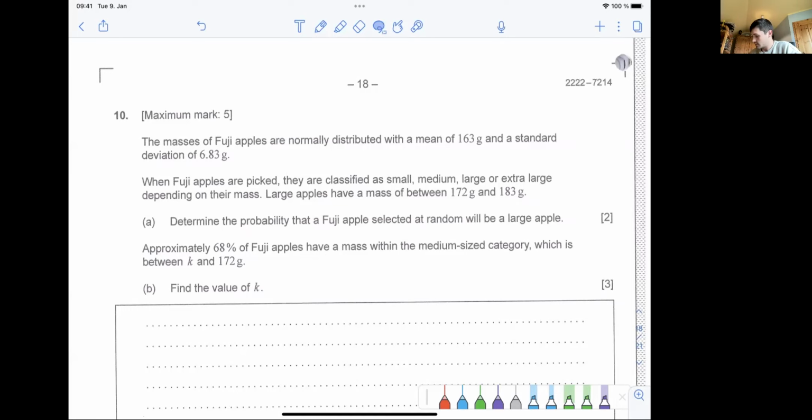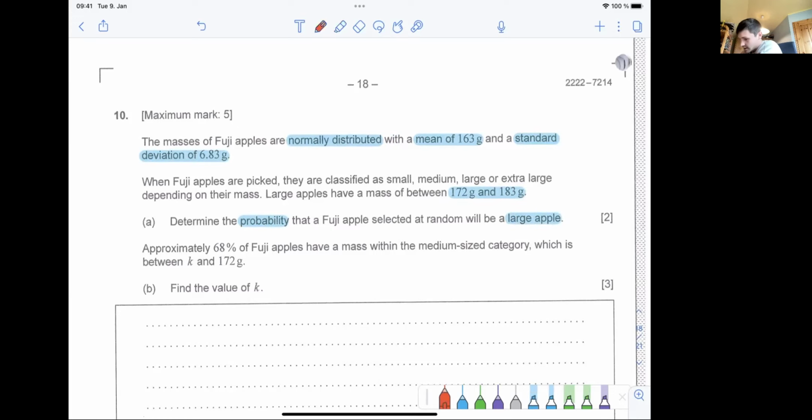Okay, so our important info is that the masses are normally distributed, with a mean of 163 and a standard deviation of 6.83 grams. And large apples have a mass of between 172 and 183 grams. And we want to find the probability that a randomly selected apple is a large apple.